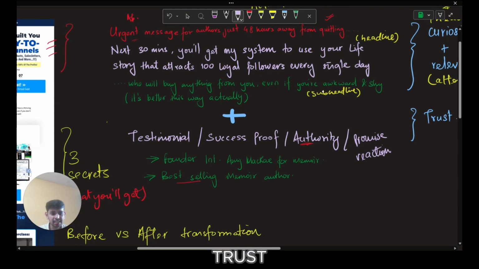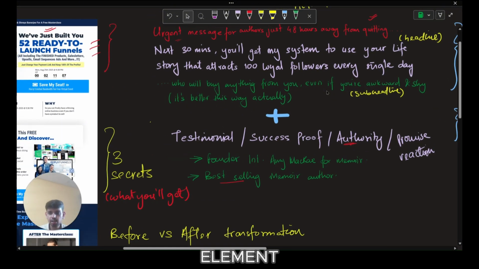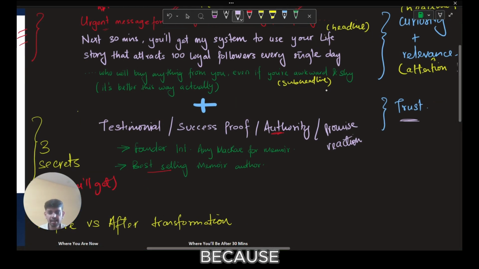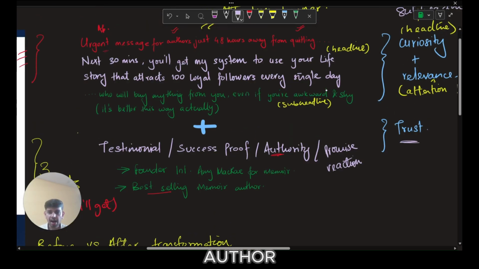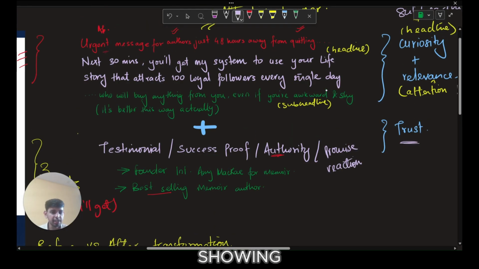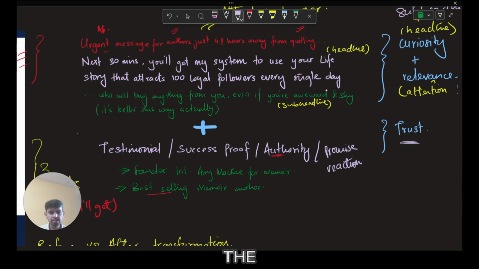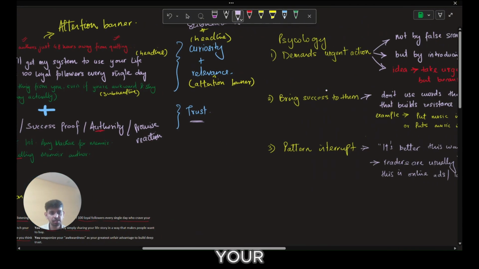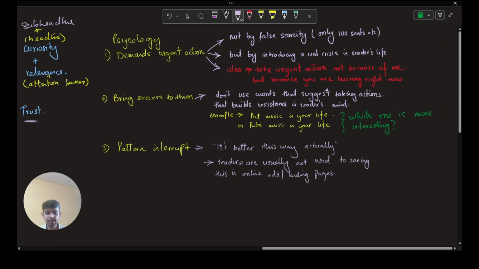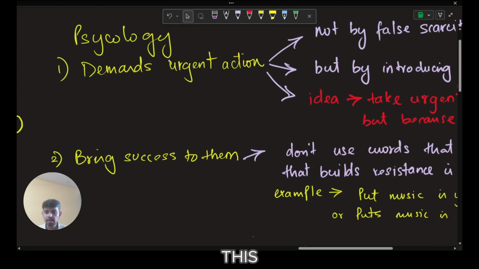Then comes the trust. This is an additional element that I'm suggesting on this page because the page doesn't have that. Founder, international Emmy winner, best-selling memoir author. After showing relevance, after building curiosity, build trust, and you have the complete system to get the readers to opt in for your masterclass. Now, the three psychological levers that I'm using on this page.